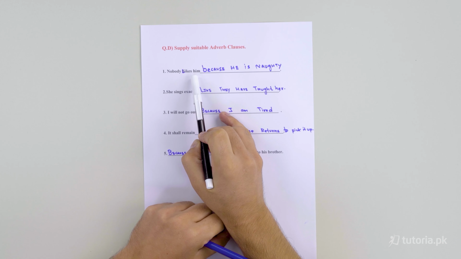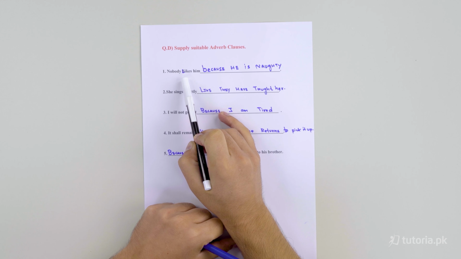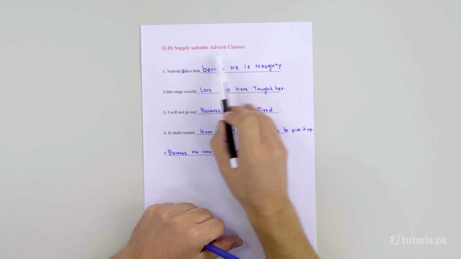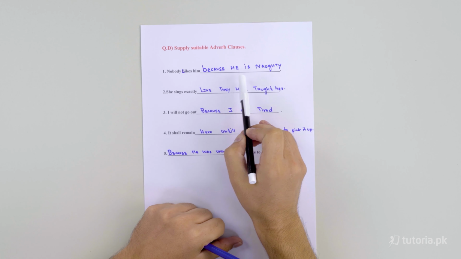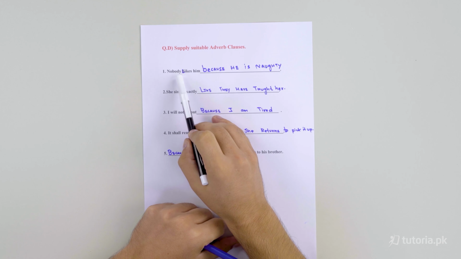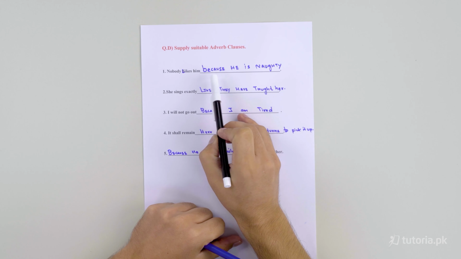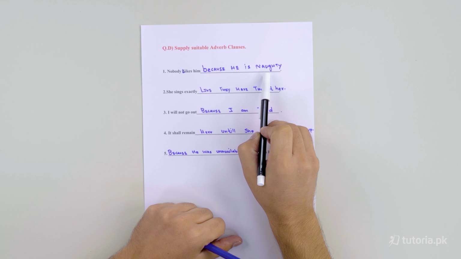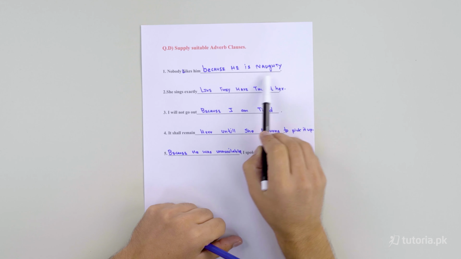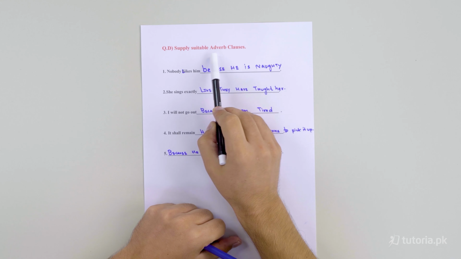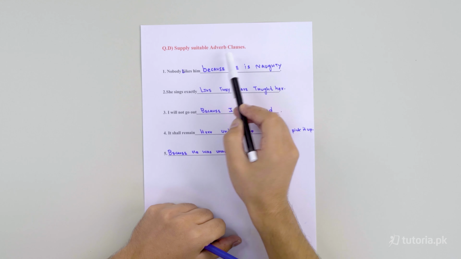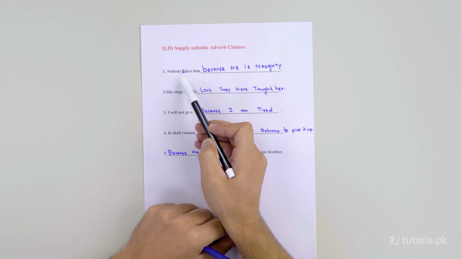Nobody likes him. Here the verb is likes. We have to provide an adverb clause which defines the verb. So he is saying that nobody likes him, and we are providing the adverb clause: because he is naughty. So all of these words here are acting as an adverb which qualifies the verb likes.